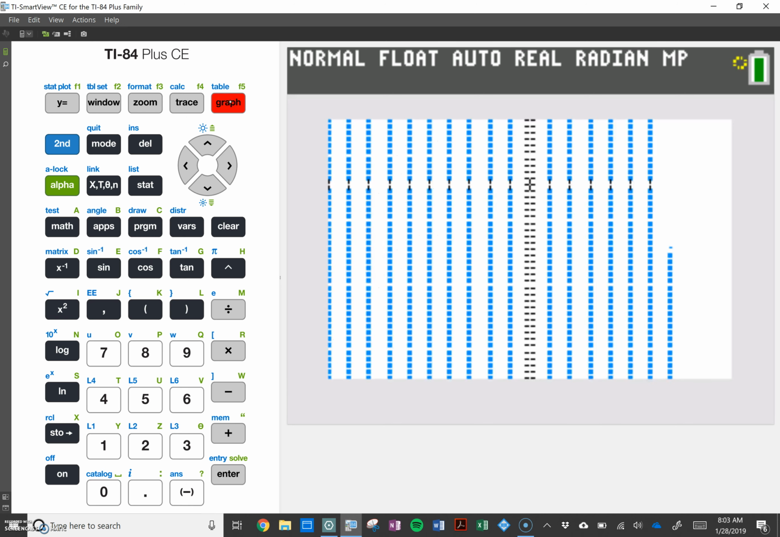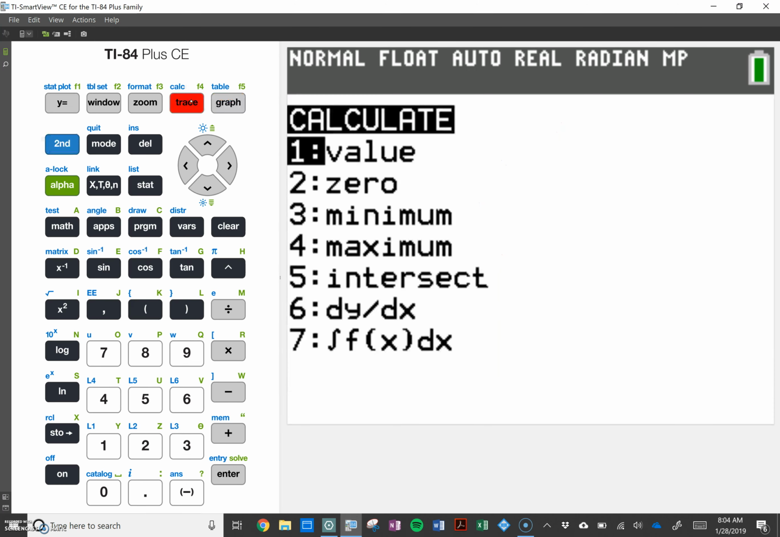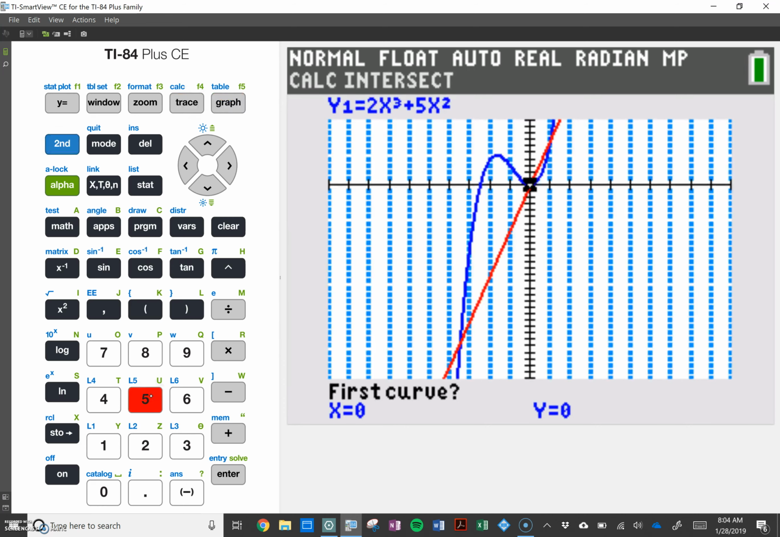Now notice all those dots are coming from my graph dots. Those could get a little distracting if you're not careful, but now you can see the 3 intersection points. So we're going to go and find these 3 intersection points. Second calc, 5 for intersect.